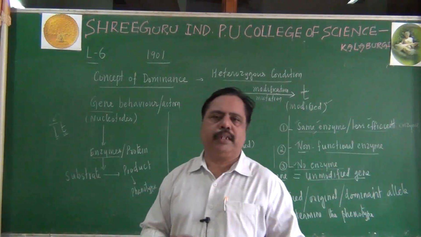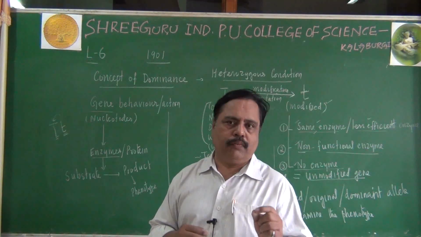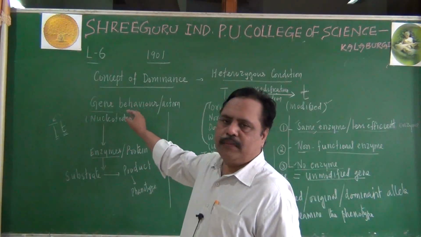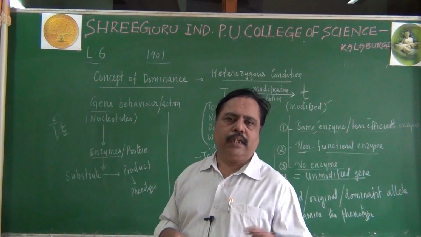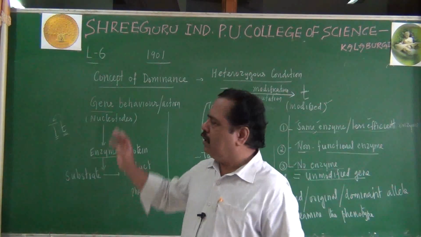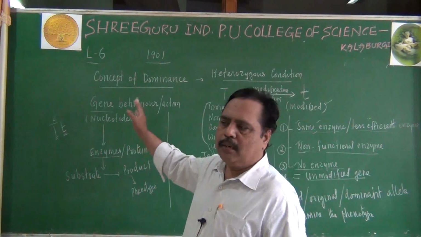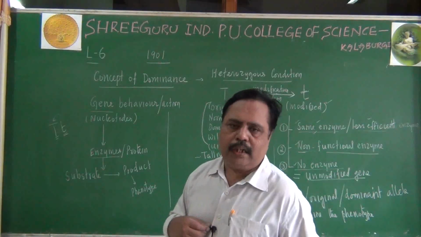One interesting point is that incomplete dominance is a deviation from Mendelism. Similarly, one more deviation we are going to discuss in the remaining classes, that is codominance. Incomplete dominance is different from dominance, and we have seen both. Let us continue further in the later classes.